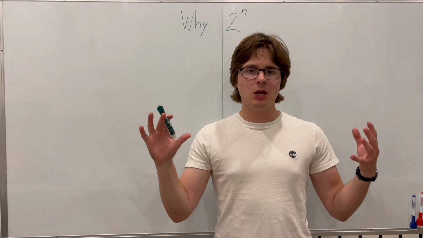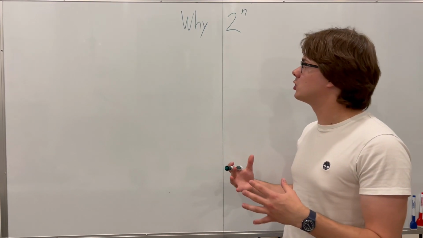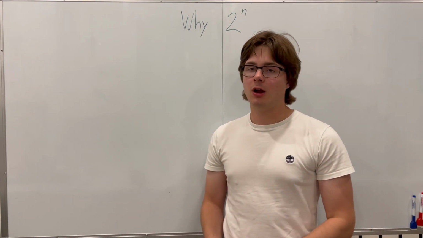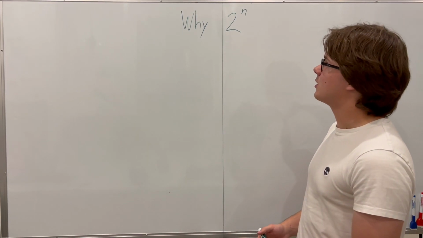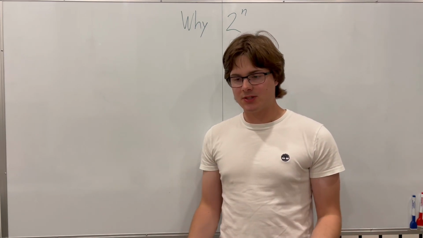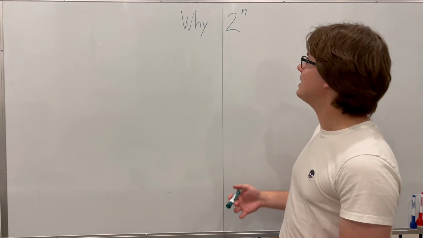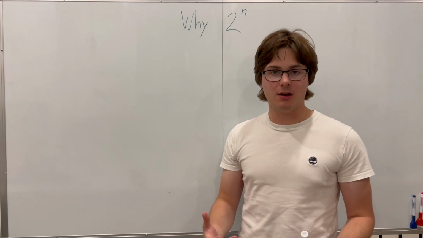If you don't know what that is, do not worry about it. The logic should be fairly straightforward here. So what we're going to be answering is, why is it that the number of subsets something has is going to be equal to 2 to the power of n?